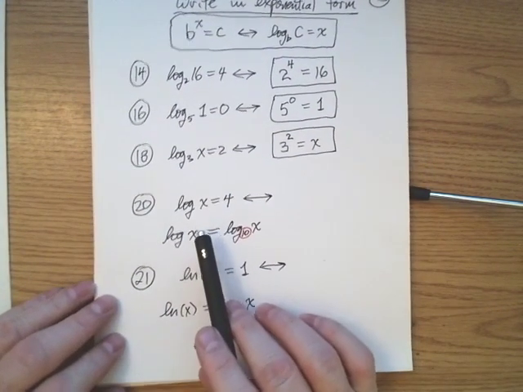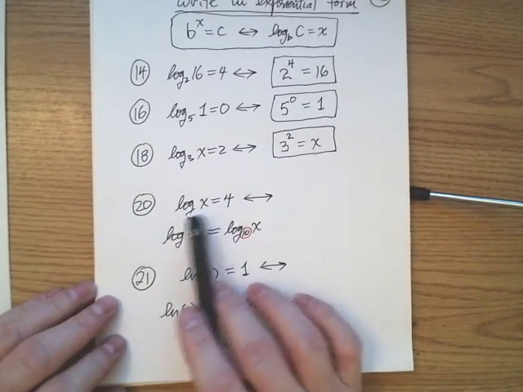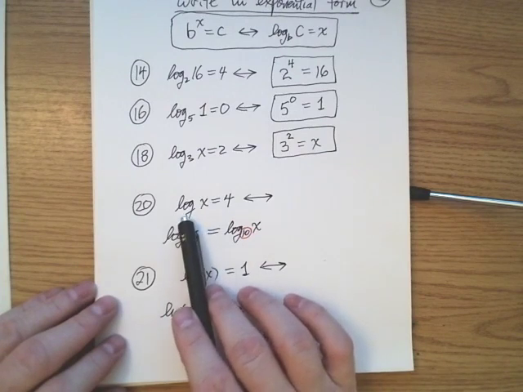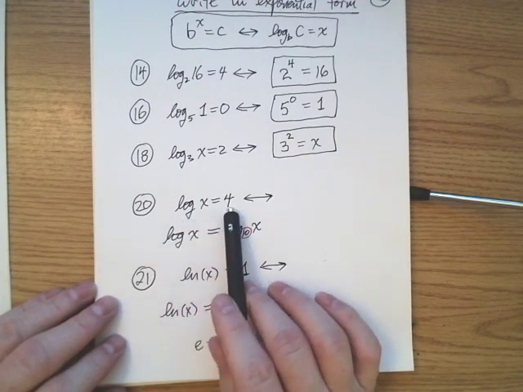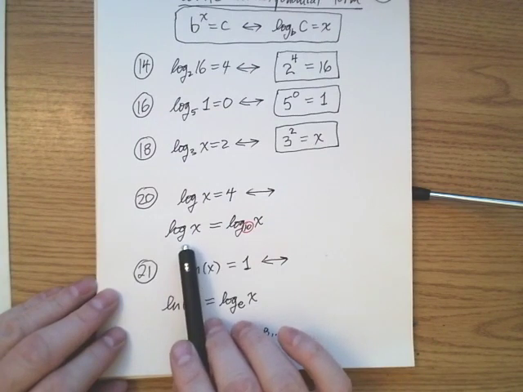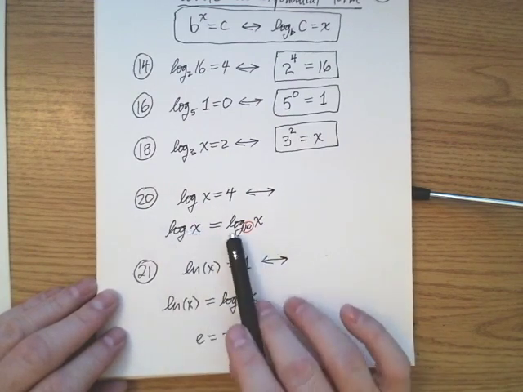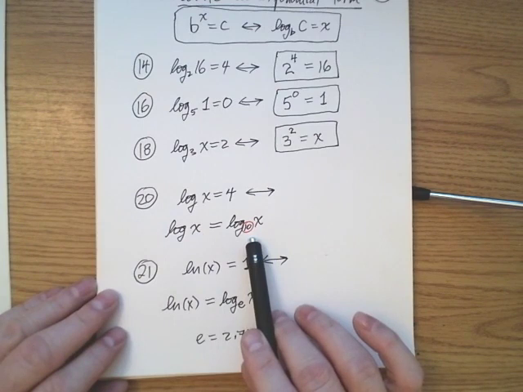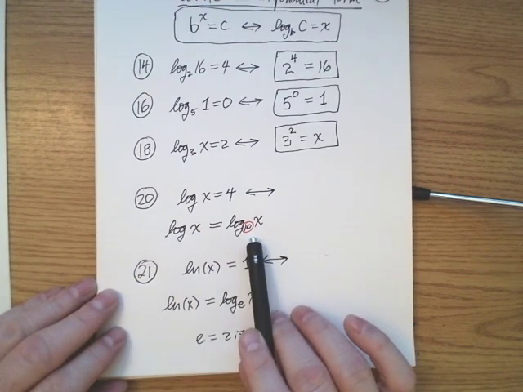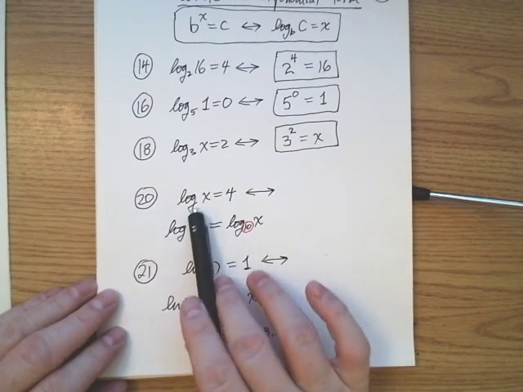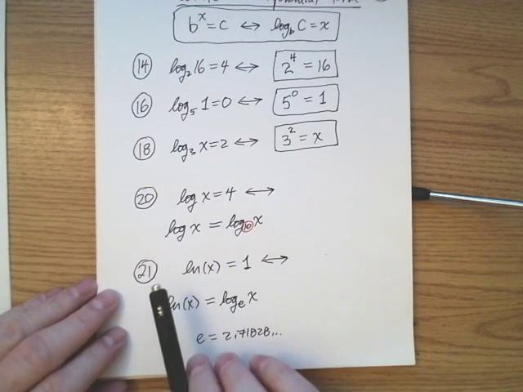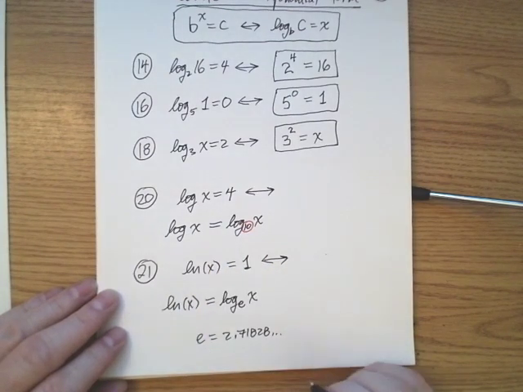Okay, now I don't know if I've mentioned this before or not, but I'm going to now. I've just got plain log of x equals 4. Now, if the subscript is missing altogether on your logarithm, see how there's no subscript here? It's implicitly logarithm base 10. These are called common logarithms or Briggsian logarithms. Logarithm base 10. So if you don't see a subscript, what base is it? It's base 10.